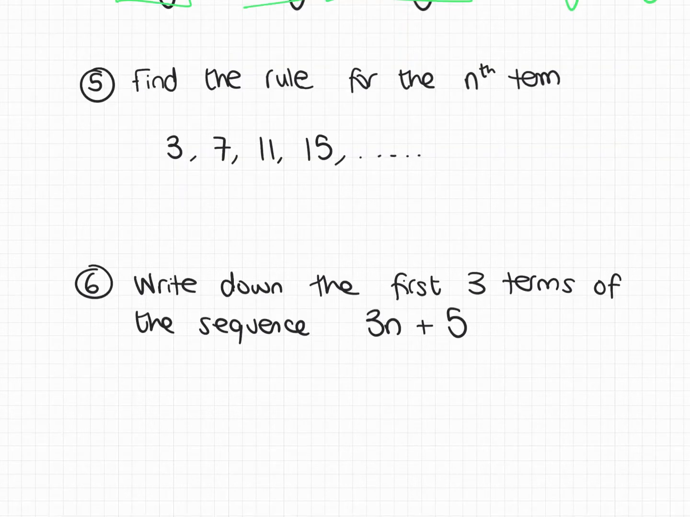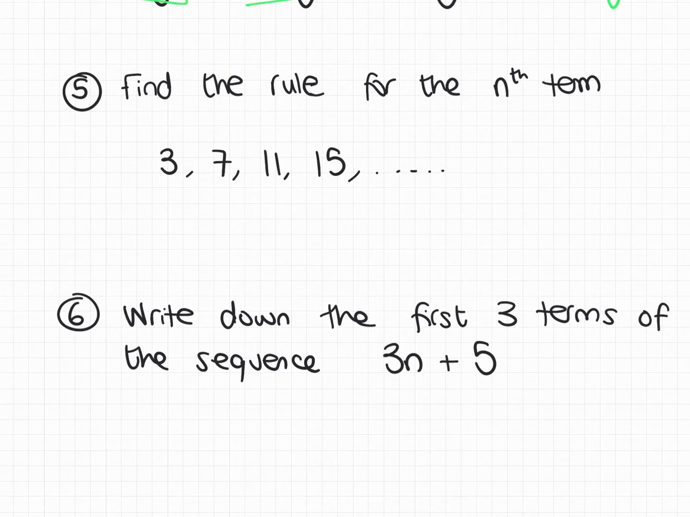Okay, a little bit on some sequences then. So question 5 is find the rule for the nth term. The sequence goes 3, 7, 11, 15. So remember we look at what we're going up in each time. So we're going up in 4s, adding 4 each time.